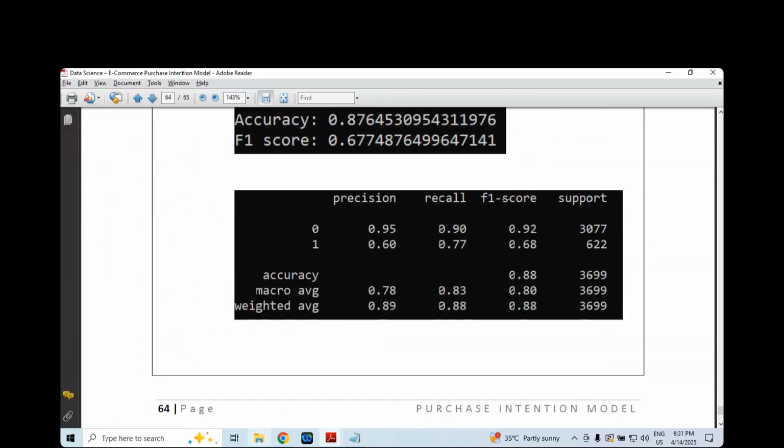Can you tell me what is this? F1 score. What is this one? Recall. Next one, precision. Next one, accuracy. These are all not important: macro average and weighted average. The next one will be support. These are all not important. This metric is important. 88% guarantee. F1 score level and accuracy comparing, 88% guarantee.